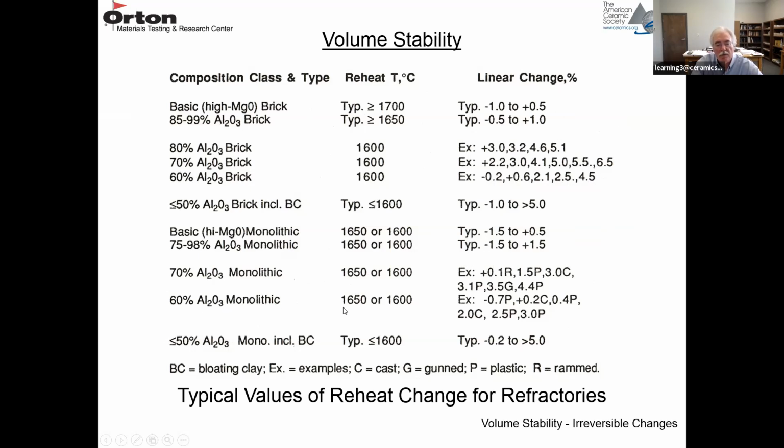This is a 60% alumina monolithic material reheated in the range of 1650 or 1600 C. And depending on the chemistry, you might have a shrinkage, maybe 0.7%, or an expansion of 3%. And then these materials here, BC is a bloating clay that expands. C is a cast material, G is a gun material, P is a plastic, R is a ram material. So typical values, there may be a shrinkage of 1% or so, and an expansion of maybe 6% or so.